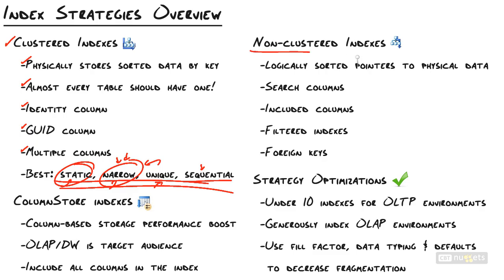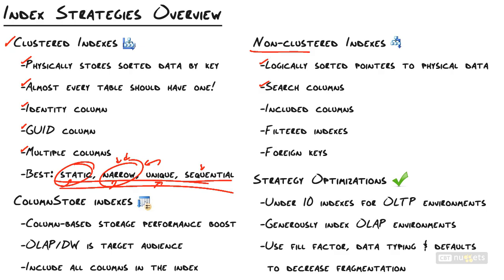Non-clustered indexes are going to be the workhorses of performance when it comes to our databases. So these are going to be the important ones. These are separate index structures that are logically sorted, and they just point to the physical data. Whether that physical data is a heap or it's on a clustered index, it's going to point to one of them. If it's a clustered index, it's going to use the key as its pointer. If it's a heap, it's going to use the row ID as its pointer. So that's what non-clustered indexes are all about. They're most commonly used for search columns.